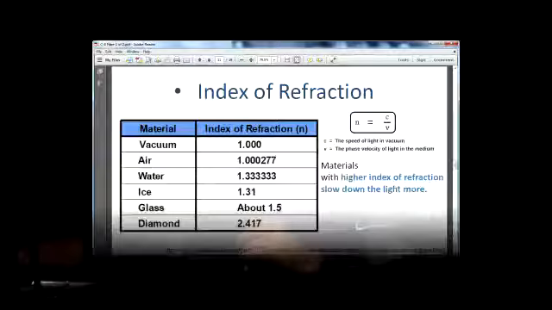And we're talking about the glass right here. Glass has about 1.5 of an index of refraction.